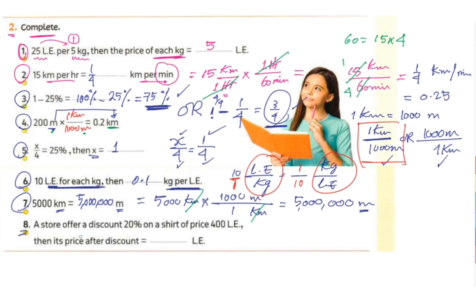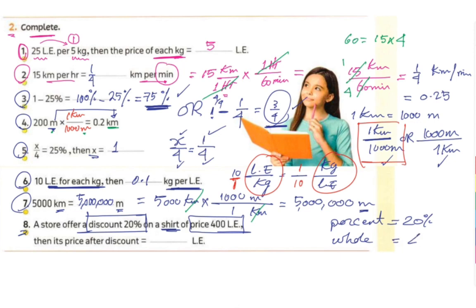Last point 8. A store offers a discount of 20% on a shirt of price 400 LE. So the percent of the discount is 20%, and don't forget, the whole number is 400 LE. Then what is the price after discount? We have to be careful here. He asked us about the price after discount, not the discount.